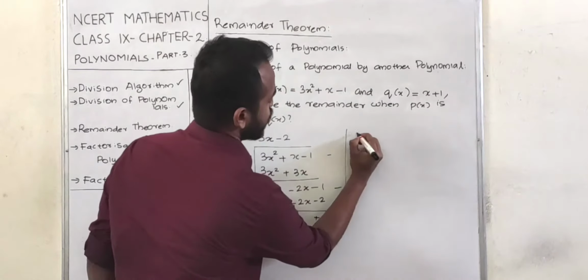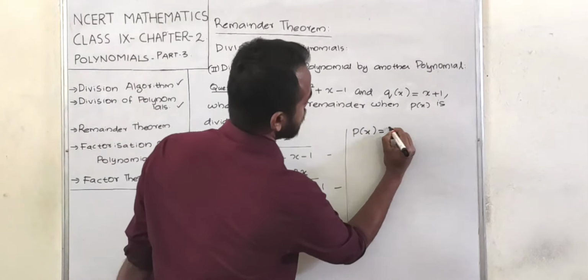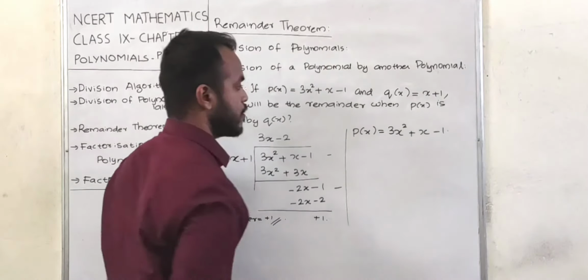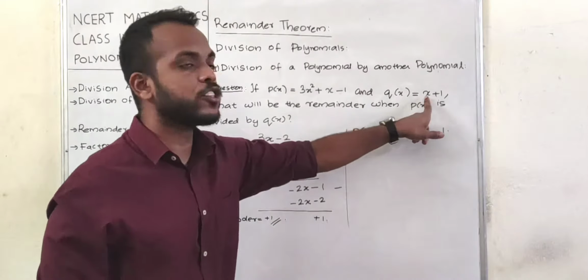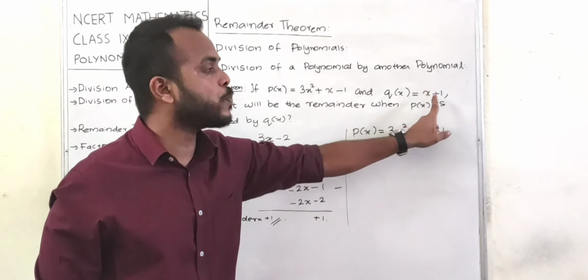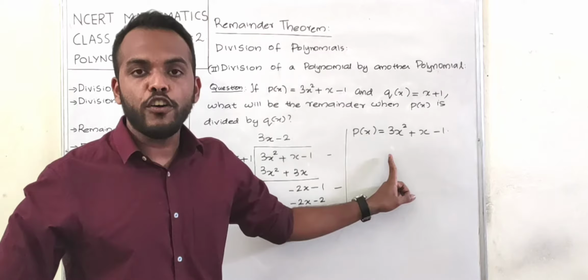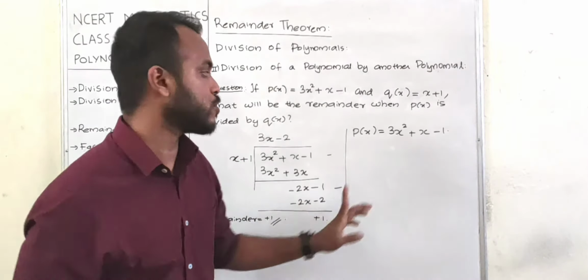Who is the polynomial given to you? It's p of x. And what is p of x? P of x is 3x square plus x minus 1. Now, by which number are we asked to divide? x plus 1, right? If x plus 1 is given, we should find the value of p of minus 1.